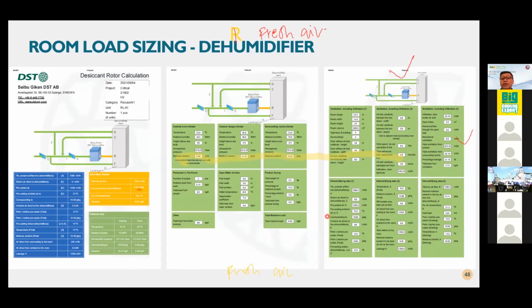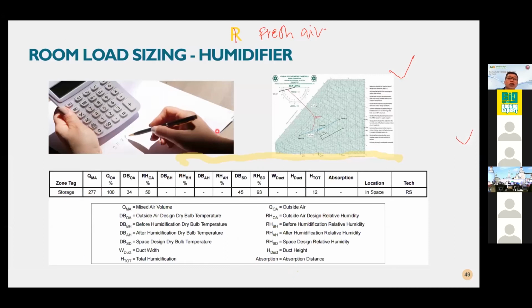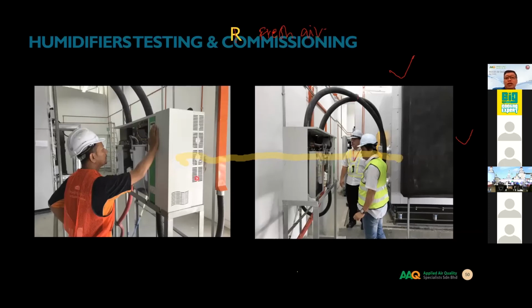For humidifiers, we have an app to size, but we also use manual calculation just to confirm whether the sizing is right. Then we use the app to double confirm whether you have any saturation of air, those things. Everything is very detailed.